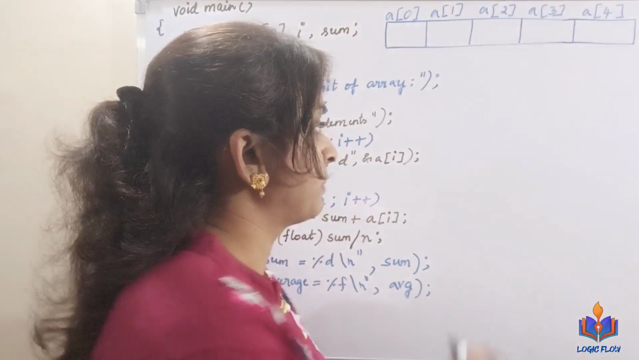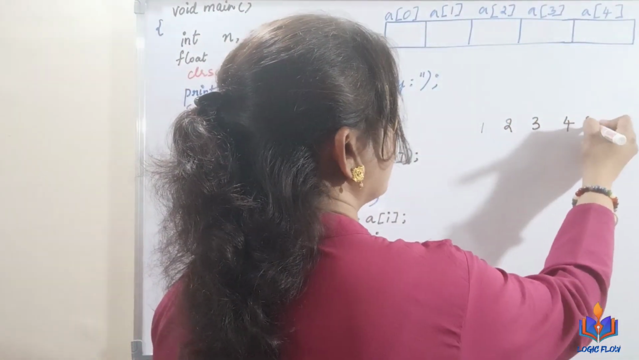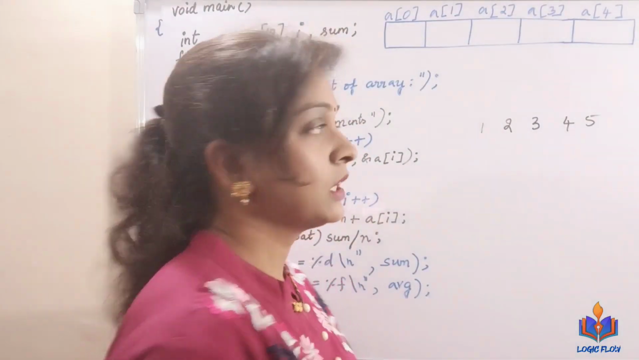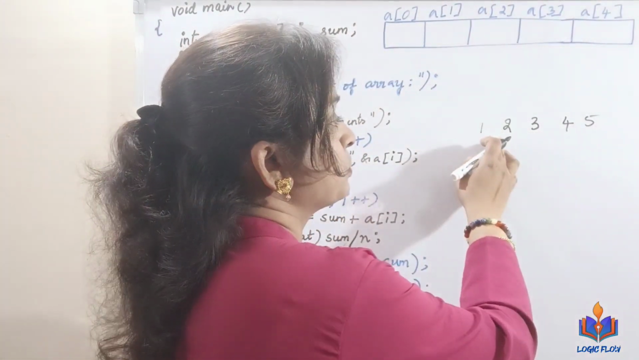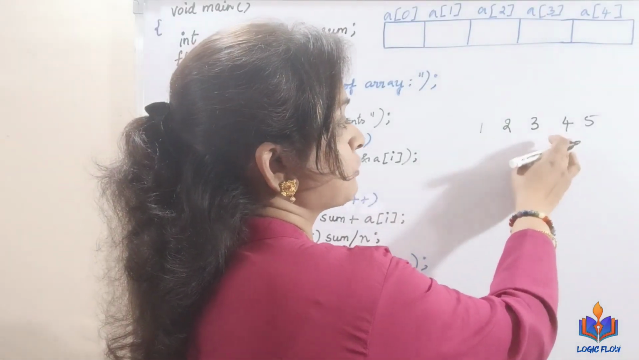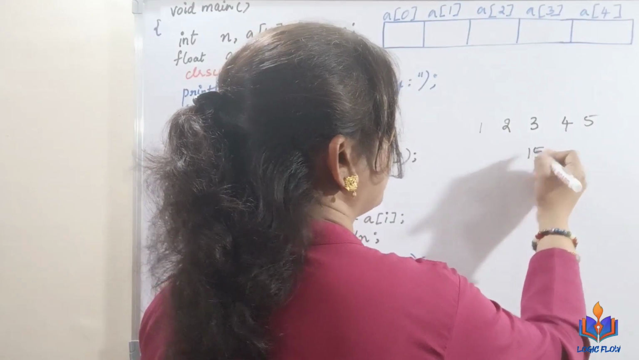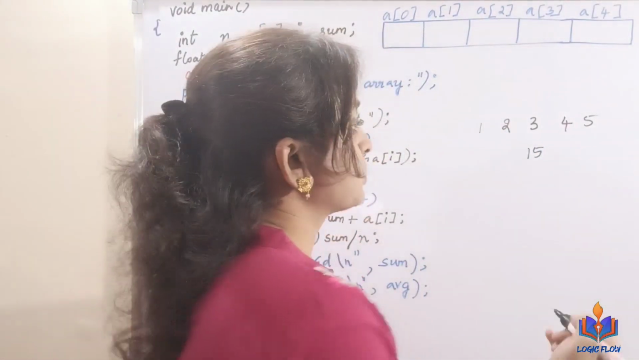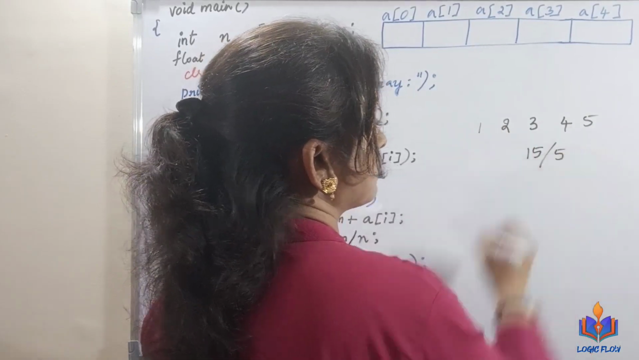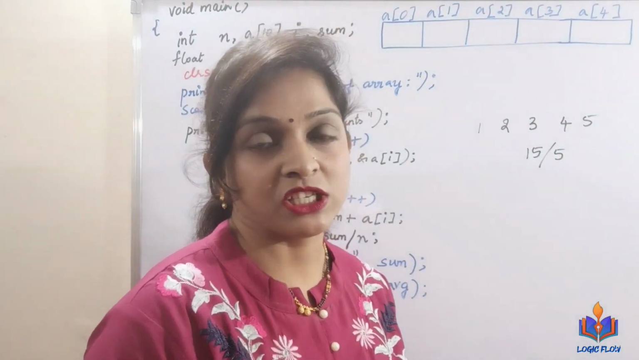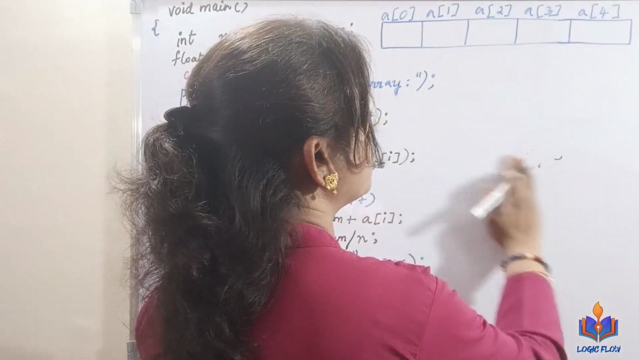Say for example, I am going to input 1, 2, 3, 4, 5. So these are my 5 numbers. I need to find the sum of all these numbers. So it is 1 plus 2, 3, 3 plus 3, 6, 6 plus 4, 10, 10 plus 5, 15. So my sum of n numbers is 15. Average, so it is 15 divided by the n numbers, 15 divided by 5, which gives the average of n numbers. So this is what we have to do with this program.